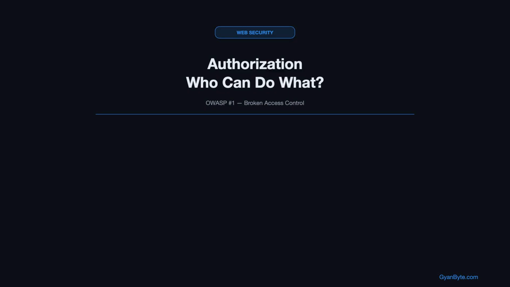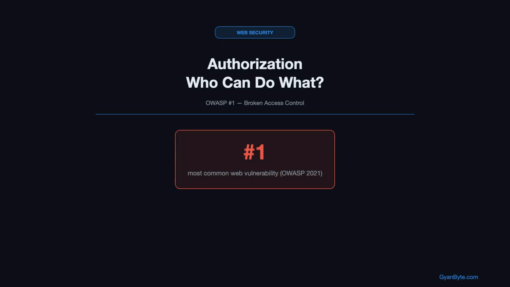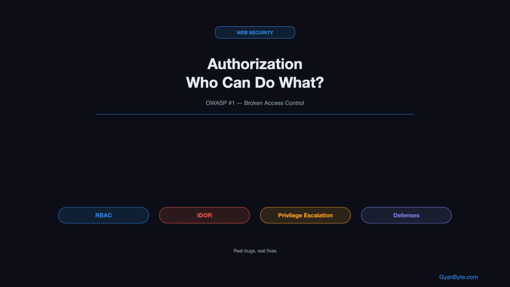You're logged in, the server knows who you are, but can you delete his post, access the admin panel, view another user's data? That's authorization, and most apps get it wrong. Broken access control sits at number 1 on the OWASP top 10. Not cross-site scripting, not SQL injection, but access control.